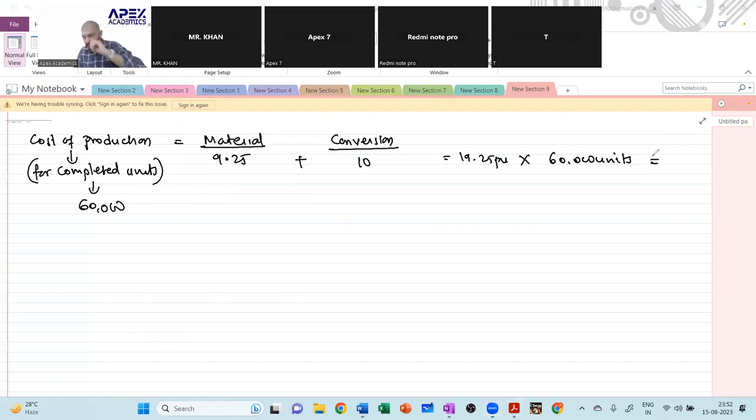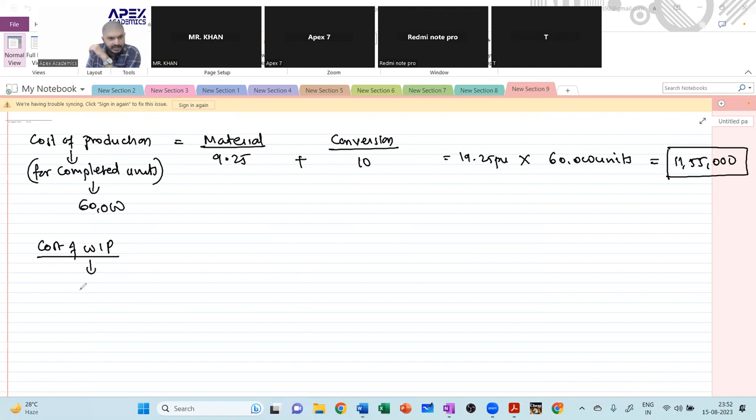This comes to how much? 19.25 multiplied by 60,000 is 11,55,000. What is this? This is the cost of production. Now, I need the cost of WIP. What are the units in WIP? I have got 20,000 units in WIP.